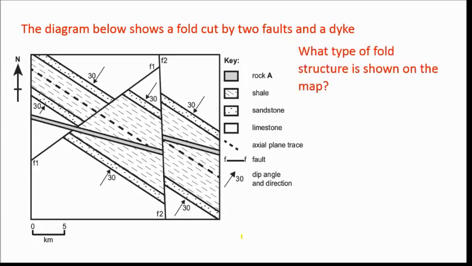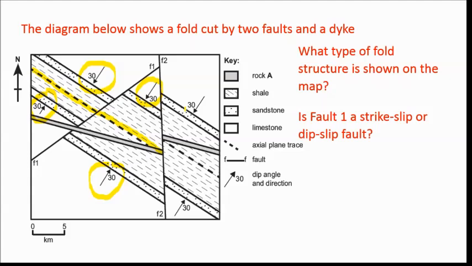Okay, what type of fold structure is shown on the map? Well, we can see our dip arrows here, clearly pointing in towards the axial plane trace here. It's the same all the way along. We can see these dip arrows are pointing towards the axial plane, therefore it would be a syncline.